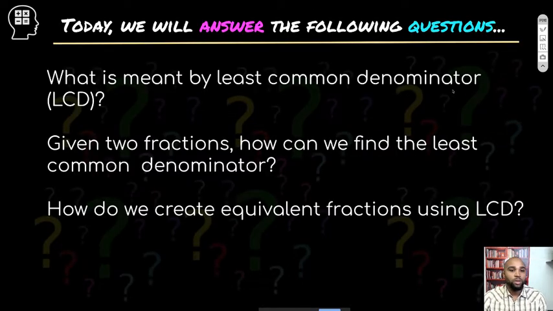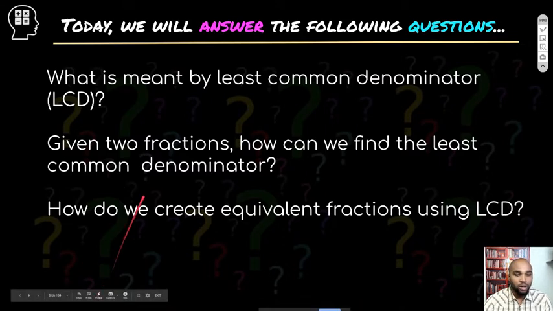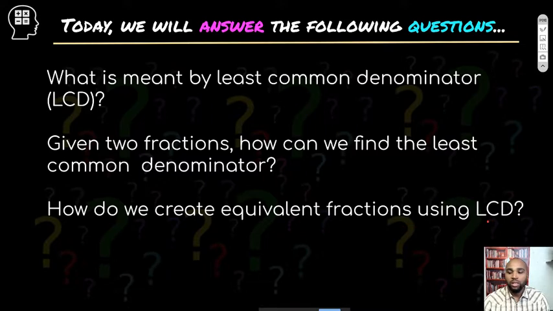As usual, let's start with our questions for this lesson. What is meant by the least common denominator? Maybe you've heard it, maybe you haven't, but let's dispel whatever's behind that now. Given two fractions, how can we find the least common denominator? And how do we create equivalent fractions using the least common denominator? And why do we need equivalent fractions? I'll try to remember to mention that in our lesson for today. So let's get to it.